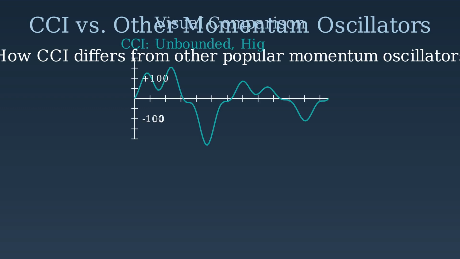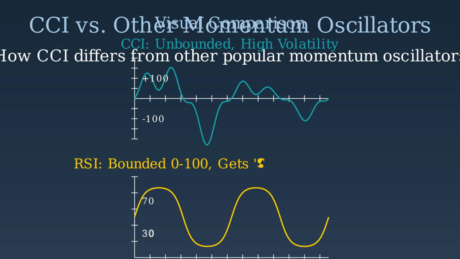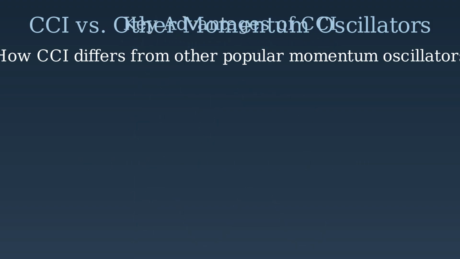Visually, we can see how CCI's unbounded nature allows it to show extreme readings during strong trends. RSI, unlike CCI, is bounded between 0 and 100. Notice how it tends to get stuck at its 70 and 30 thresholds during strong moves. The stochastic oscillator, also bounded from 0 to 100, is more responsive than RSI, but still has defined thresholds at 80 and 20.